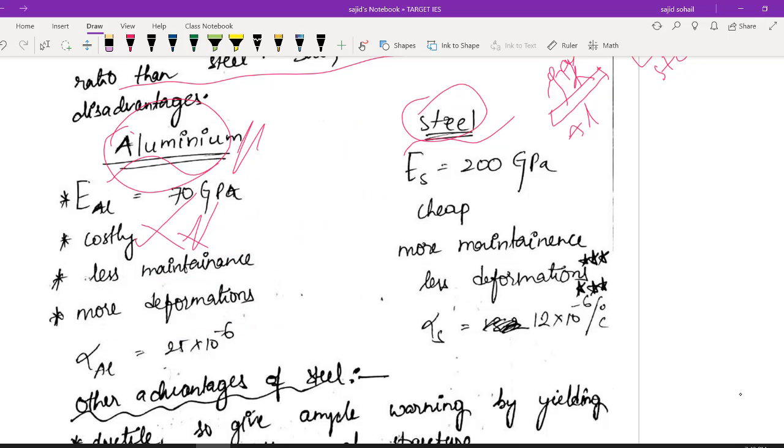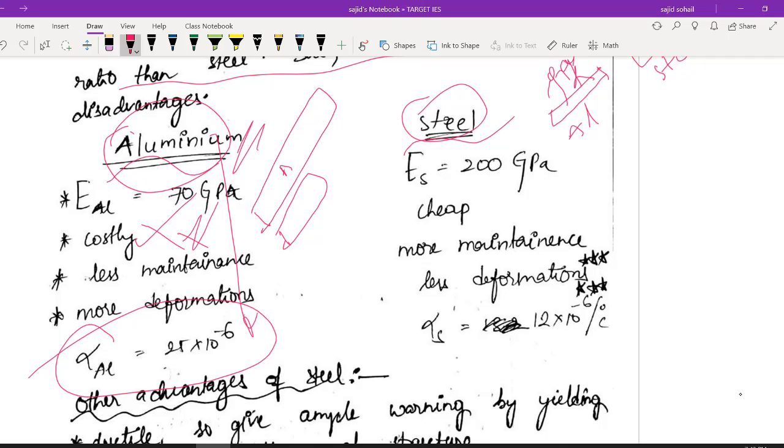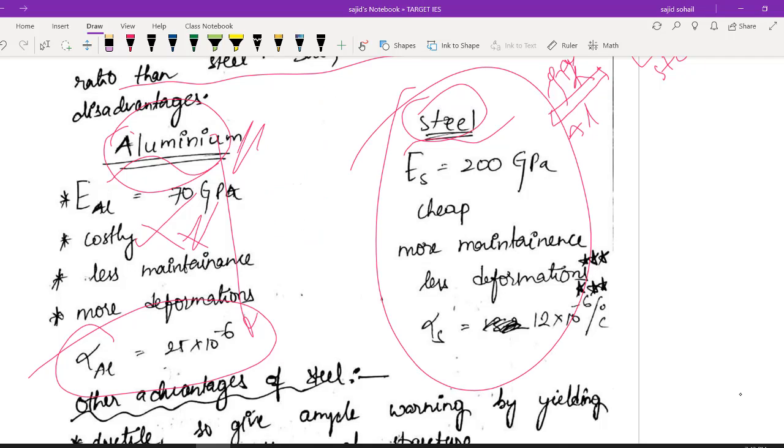I hope you got it. Next, the thermal coefficient of expansion is high for aluminium. So aluminium will expand more compared to that of steel. So obviously it is one more headache for us. So there are more chances of thermal stresses developing in aluminium. That's why obviously we will be preferring steel over aluminium. I hope it is very clear.